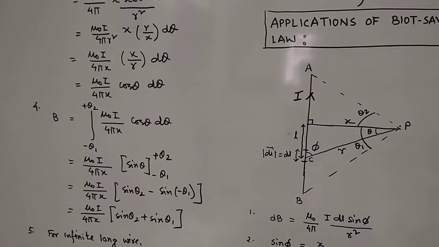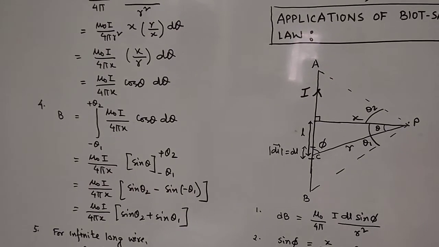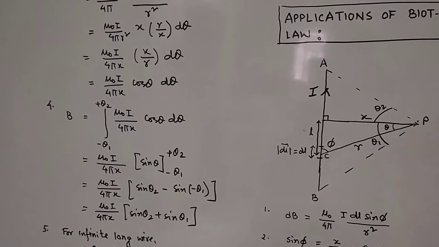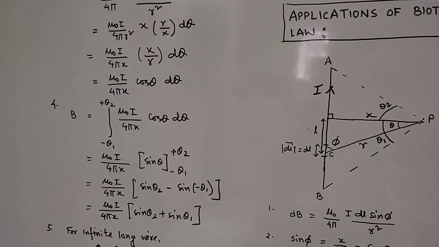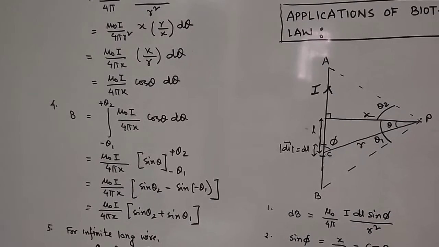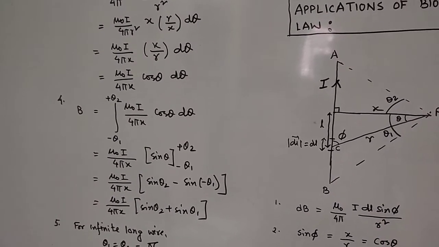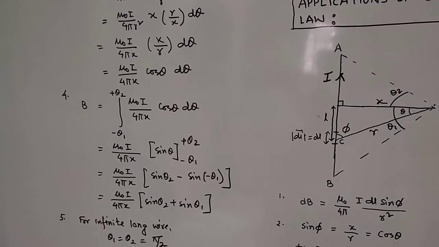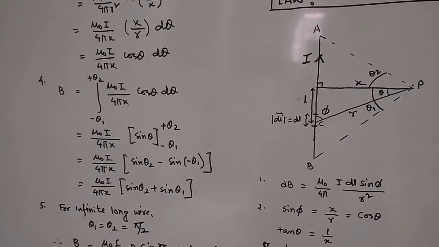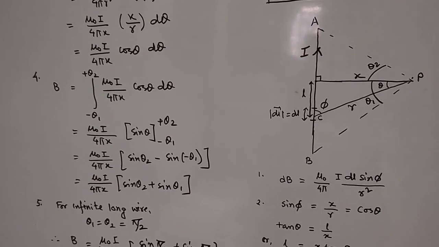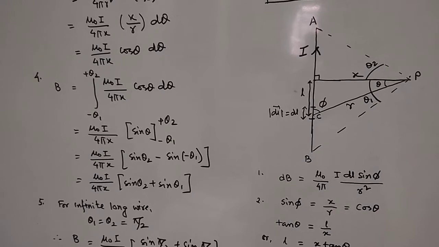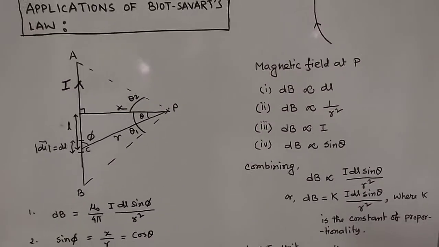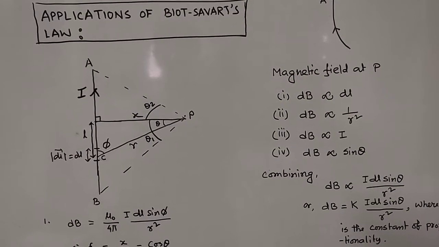So integration, mu naught I by 4 pi x comes out, and cos theta is integrated from minus theta 1 to plus theta 2. So integration of cos theta is simply sin theta. So upper limit sin of theta 2 minus sin of minus theta 1, upper limit minus lower limit. So minus minus plus, so sin theta 2 plus sin theta 1. So this is your final expression for magnetic field at P due to the whole length of the wire, the ends of which make angles theta 1 and theta 2.